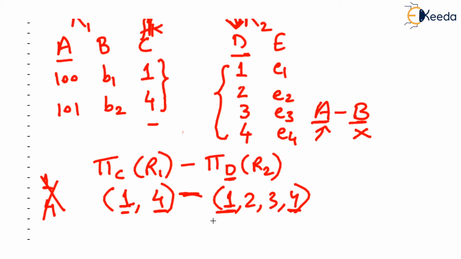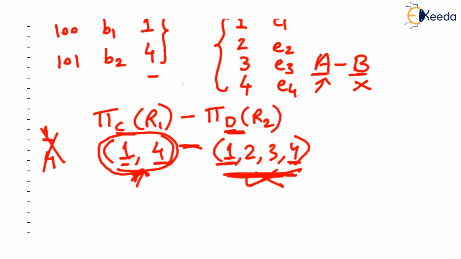Can there be some value existing over here which does not exist in the other relation? Impossible, because C exists only if D exists. So any example you take, whatever values are there over here will definitely be found in the other result. So are we getting any values which are there on the left hand side but not there on the right hand side? No, we aren't getting any such thing. So definitely this will produce an empty relation.